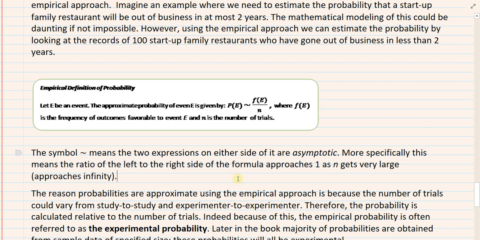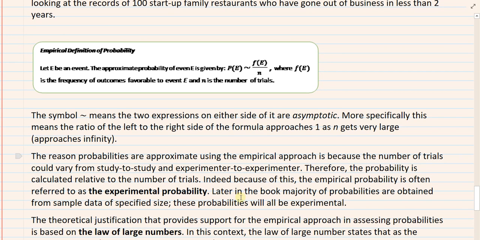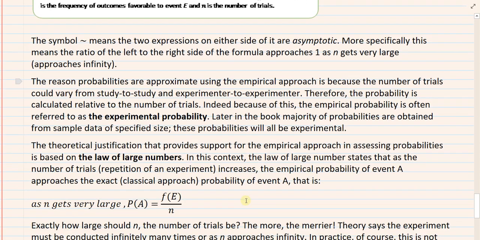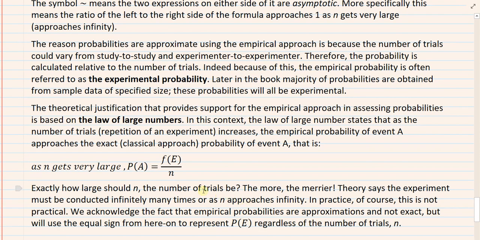Now in your book, the author actually has a picture of what's going on here as far as the law of large numbers goes. Maybe I'll do a cut and paste for you later on at the end, and I'll show you what that law of large numbers tells us. Okay, and there I have it here. The theoretical justification for this is the law of large numbers.